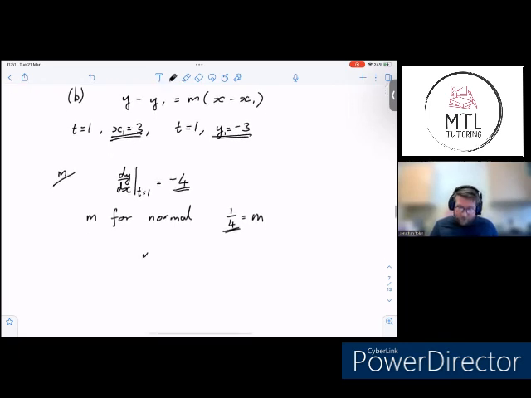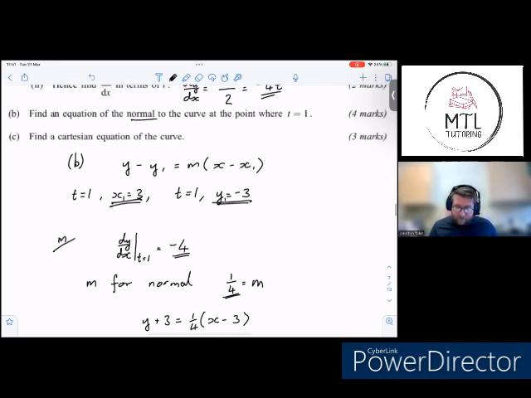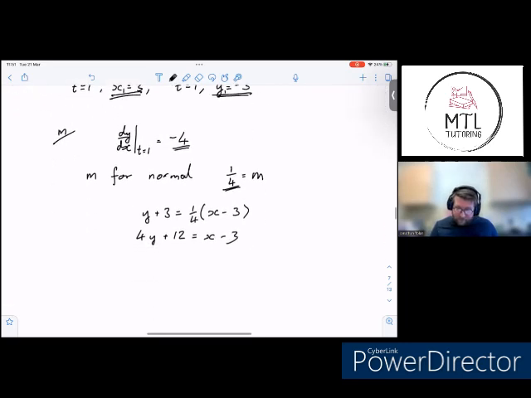We can do y minus y1, which is minus 3, equals m bracket x minus x1. Multiply everything by 4, we get 4y plus 12 equals x minus 3. Have they said how they want it? No, we can give this in any way we want. I'm going to put everything to one side. So we get 4y minus x plus 15 equals 0.